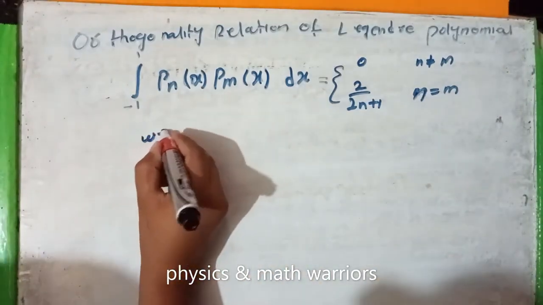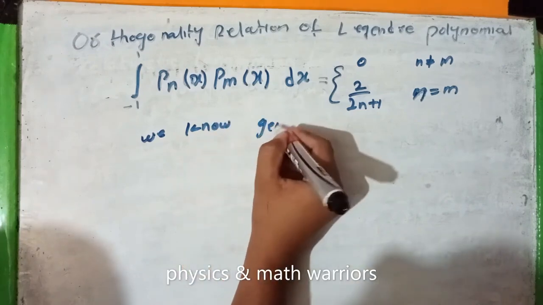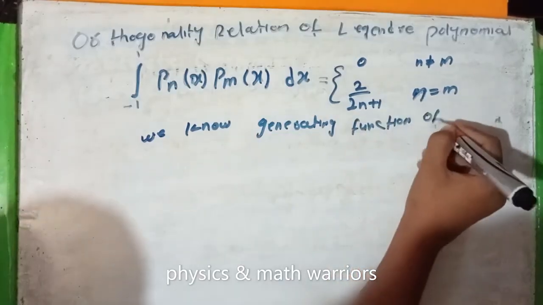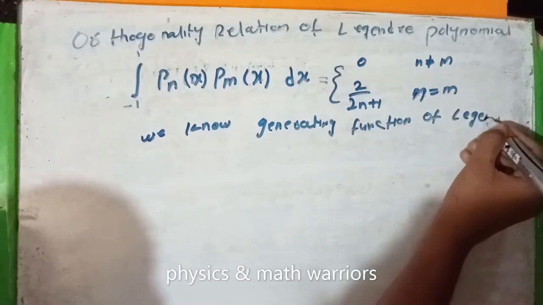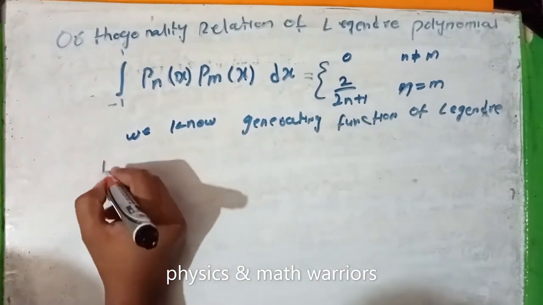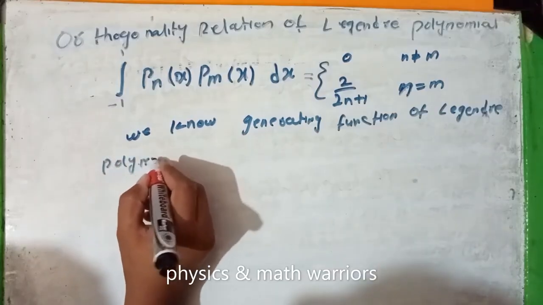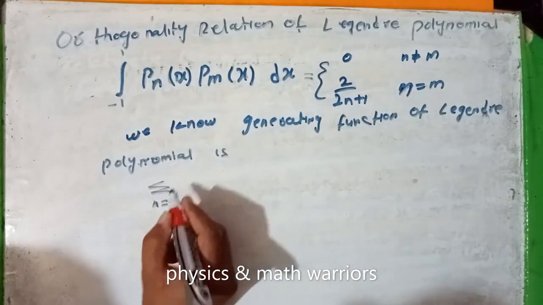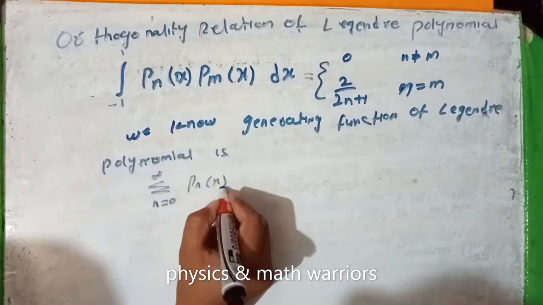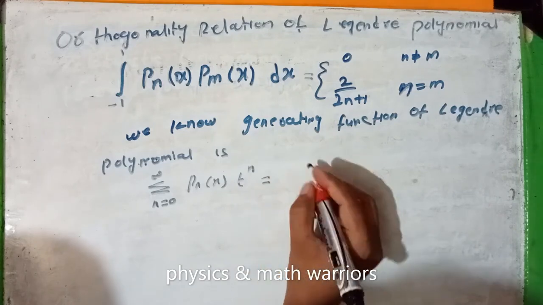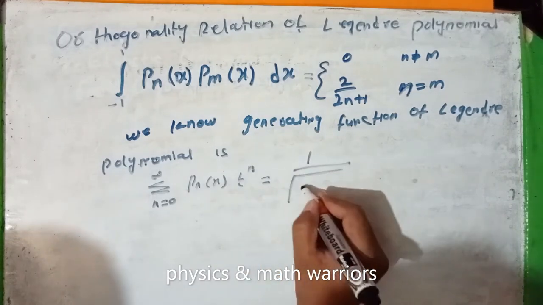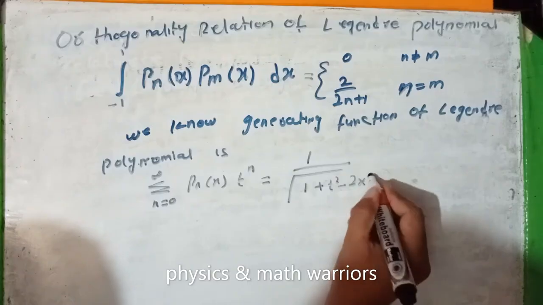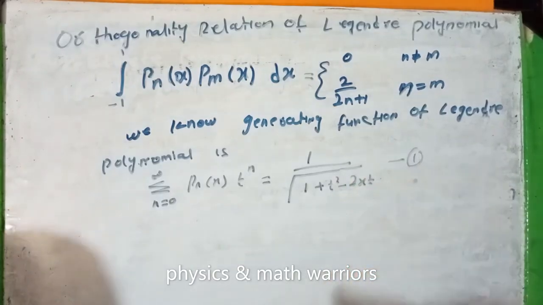So we know the generating function of Legendre polynomial is summation n is equal to 0 to infinity P_n(x) t raised to power n is equal to 1 over square root of 1 plus t square minus 2xt. This is equation number 1.